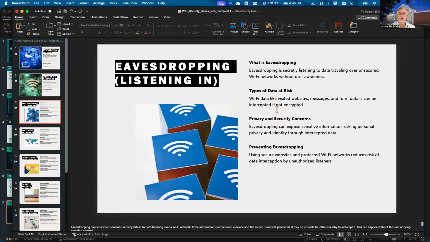Types of data risks: Wi-Fi data like visiting web pages, messages, details can be intercepted if not encrypted. And again, that should be encrypted. These days it'll warn you. This is really, really rare. To actually find a network that is not encrypted is extremely rare, and your device will tell you this is not encrypted. And so you need to go, I shouldn't even bother being on this device, because they don't have to hack me. They can just listen to everything.